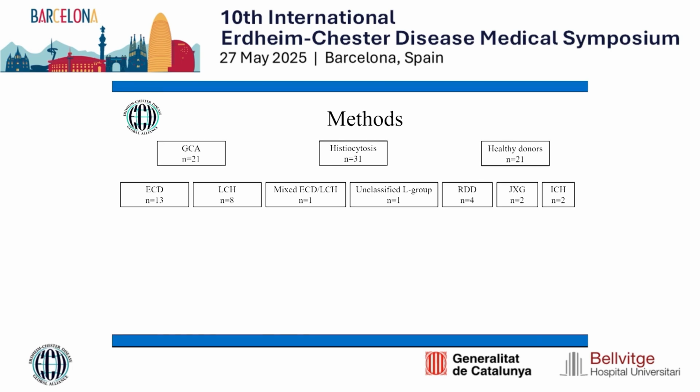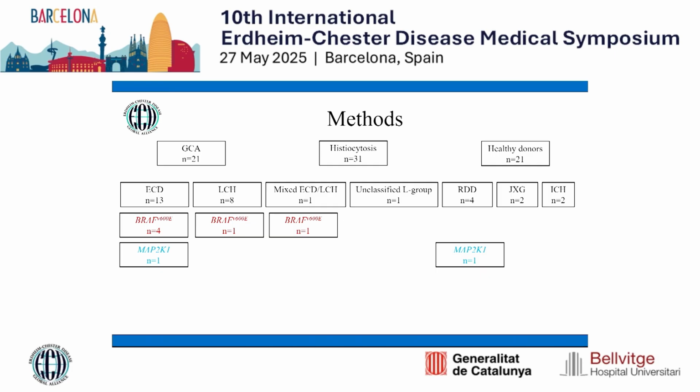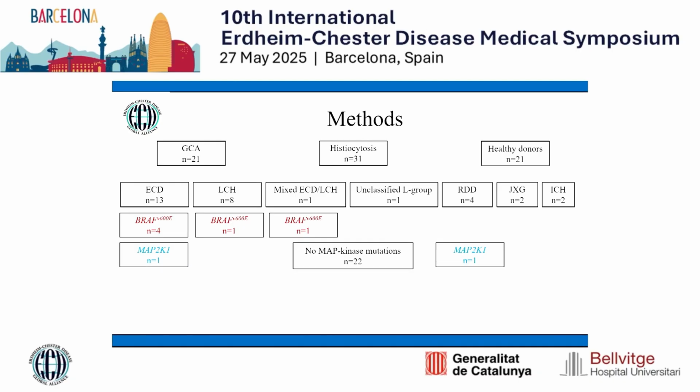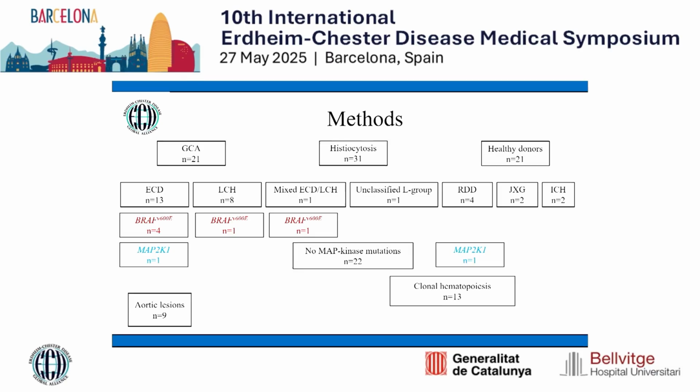So this is the distribution of the patients with histiocytosis disorder, mostly ECD. The BRAF V600E mutation was in patients mostly with ECD, 1 patient with LCH and 1 patient with mixed ECD-LCH. We had 2 patients with MAPK-1 mutation, 1 in ECD and 1 with Rosai-Dorfman disease. So a total of 22 patients with no identified mutation on tissue biopsy. 13 patients had clonal hematopoiesis, and 9 patients with histiocytosis disorder had aortic lesion.